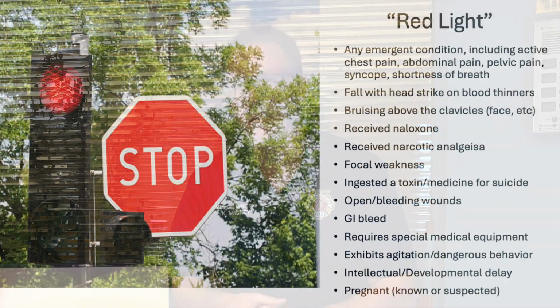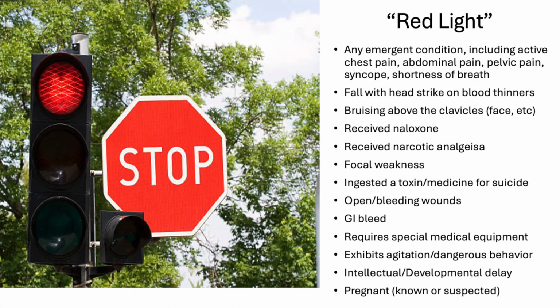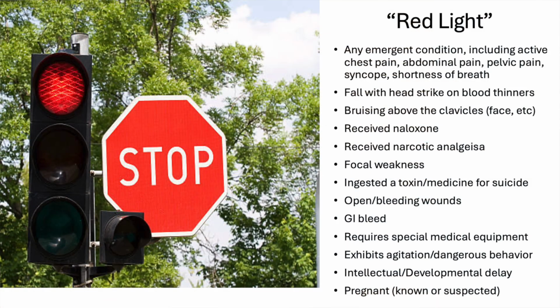Red light conditions, folks that can't go: any emergent condition, active chest pain, abdominal pain, syncope, or a fall with a head strike on blood thinners. Bruising above the clavicles, as we talked about earlier, or receiving naloxone or narcotic analgesia. If we gave them some fentanyl or some sort of narcotic medication to control their pain, then they can't go. If they have any focal weakness, we're thinking stroke criteria here.